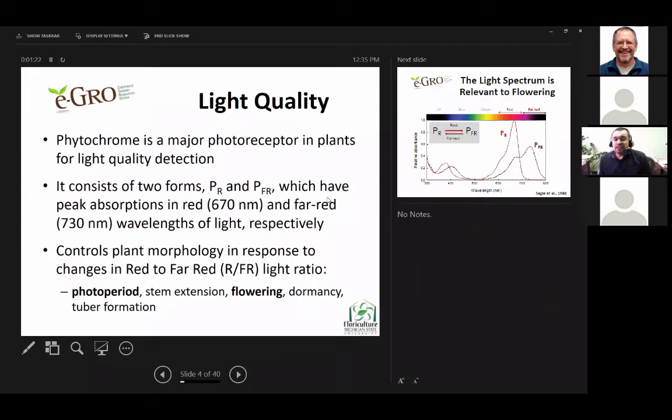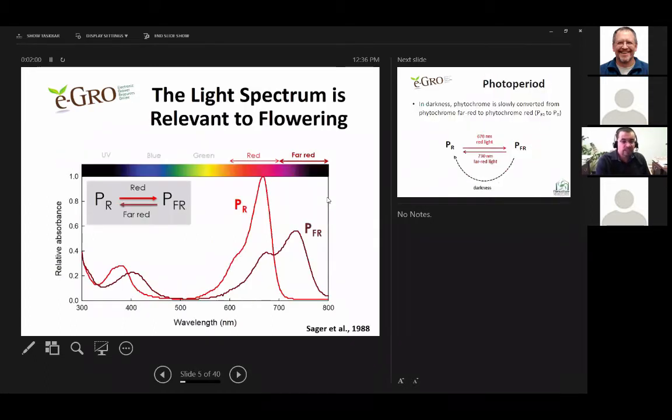Phytochrome is a major photoreceptor of plants, and it's really responsible for light detection. It consists of two forms, PR as well as PFR, which have peak absorptions in the red region at 670 nanometers and far red light at 730 nanometers. These control plant morphology in response to changes in the red to far red ratio. So that's why, again, that red to far red ratio is very important. It can affect our photoperiodic responses, stem elongation, as Chris talked about earlier, flowering, dormancy, as well as tuber formation. Again, we see our peak wavelengths of red right around 660 and far red right around 730.